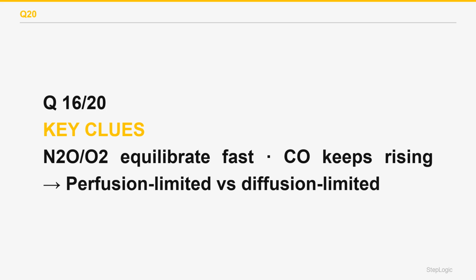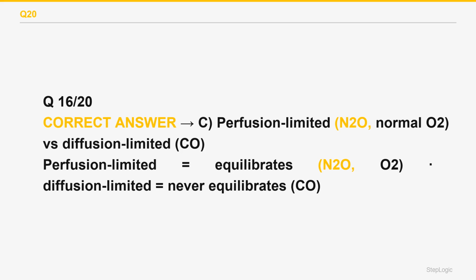A gas is diffusion limited when it does not equilibrate. Its content keeps rising along the entire capillary because the gas keeps moving across as long as a gradient exists. Carbon monoxide is the classic example because it binds hemoglobin so avidly that the partial pressure gradient never closes. The correct answer is C. This matters clinically.